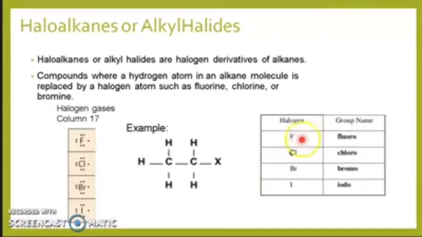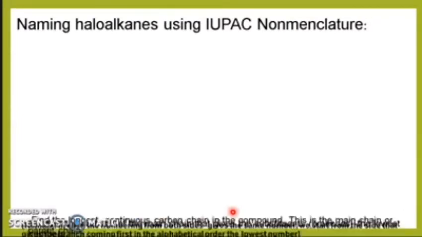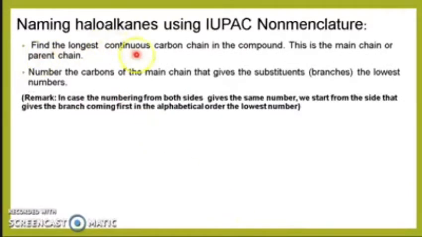Now in the naming process, each halogen is represented by a prefix. As you can see, fluorine as fluoro, chlorine as chloro, bromine as bromo, and so on. The rules to name haloalkanes are the same rules that we follow in order to name branched alkanes as we discussed in the previous video. First, we have to find the longest continuous carbon chain in the compound. We have to number the carbons of the main chain to give the branches the lowest numbers.